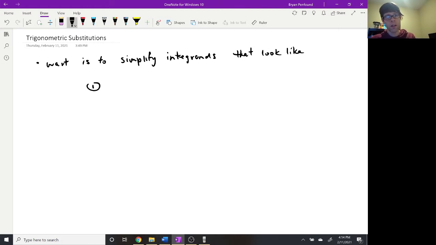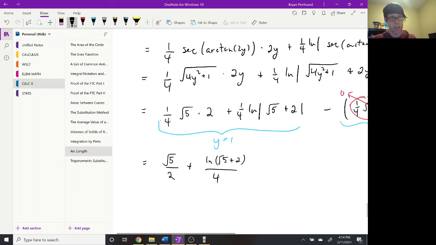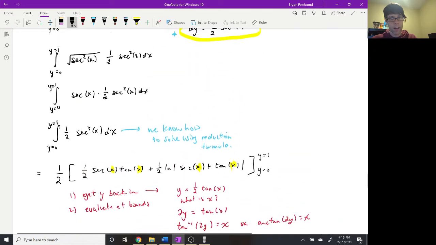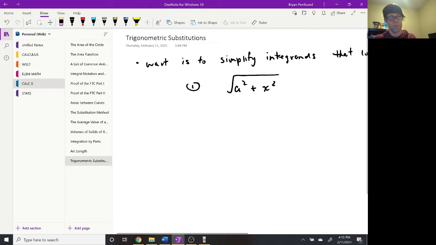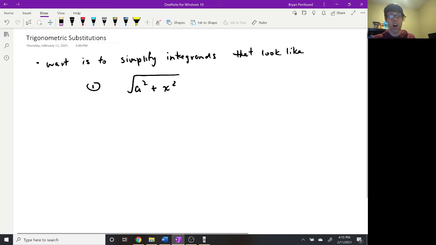Now, the one that we looked at was something of the form a squared plus x squared, or something squared plus something squared under the square root. So that's one common form that comes up. If I go back and take a look at the arc length problem, the original integrand that we came up with was this one, right? Something squared plus a variable thing squared under the square root. So a number plus a variable thing squared.